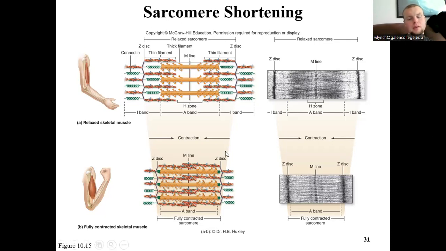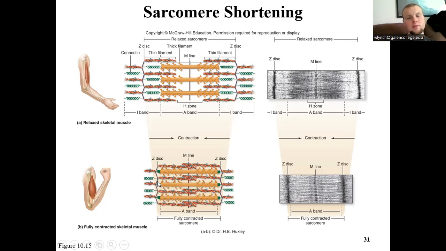Below that here, we have a fully contracted sarcomere. With the fully contracted sarcomere, now the Z discs have been pulled closer towards one another. The myosin heads have been cocking and pulling, like Fall Out Boy, the actin proteins in towards the M line, or towards the center, to where now they are overlapping. So there's no more H zone. The H zone is gone. The I band is virtually gone. And now we have left over an A band in the center.